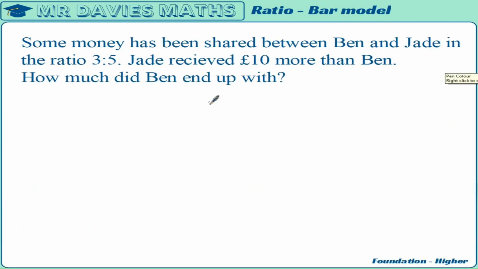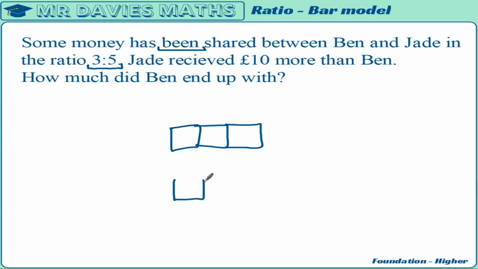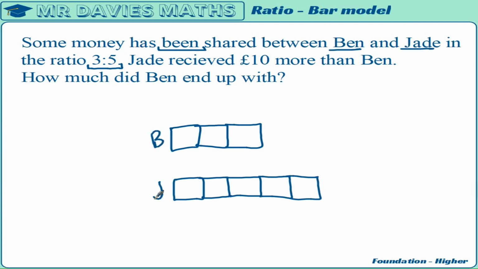So, some money has been shared between Ben and Jade in the ratio of 3 to 5. Jade received £10 more than Ben. Okay, so this is definitely a past tense question again, because it's already been shared. So what I'm going to do is start off by drawing my ratios again. So here we go, I've got 3, and I've got 5, keeping the boxes as similar size as possible. We've got Ben and we've got Jade.